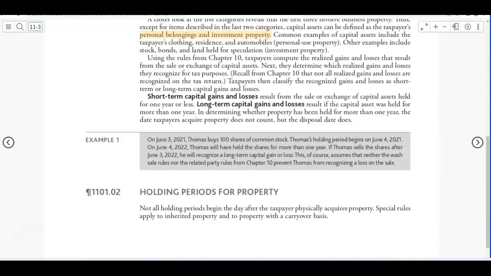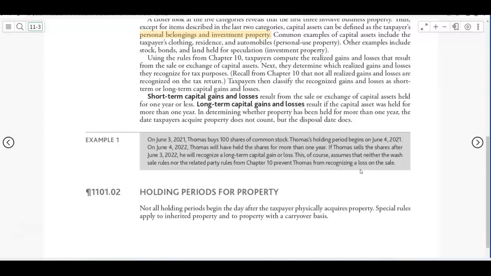Okay, so on June 3rd of 2021, Thomas buys 100 shares of common stock. Thomas's holding period begins on June 4th of 2021. On June 4th of 2022, Thomas will have held the shares for more than 1 year. If Thomas sells the share after June 3rd of 2022, he will recognize a long-term capital gain or loss. This of course assumes that neither the wash sales rule nor the related party rule from Chapter 10 prevents Thomas from recognizing a loss on the sale.